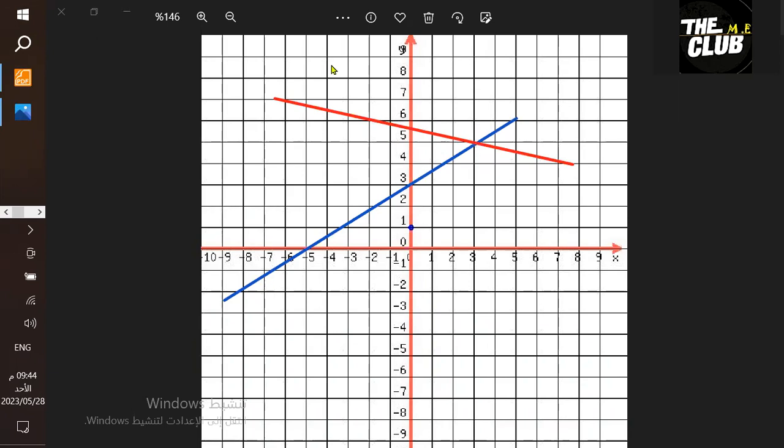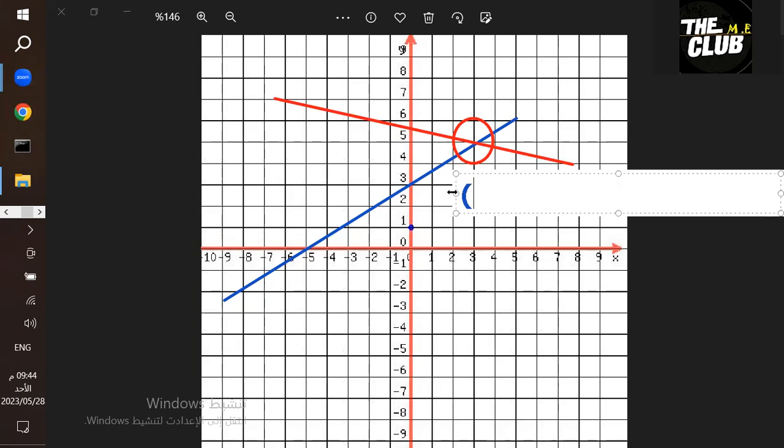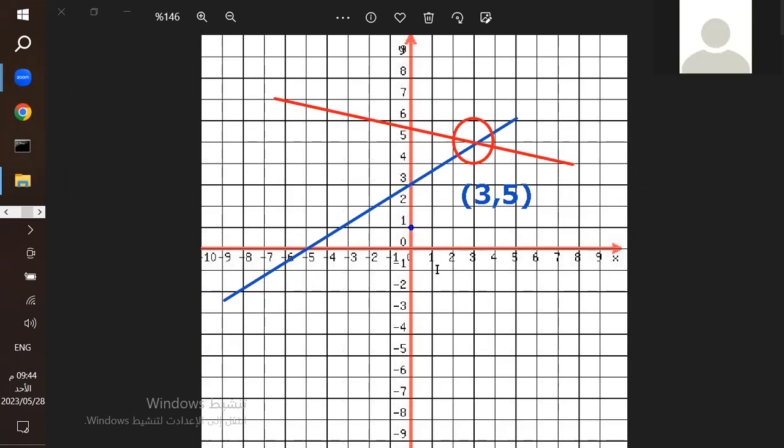You see the point? Yeah. This is the answer of this equation. You just find the coordinates of the point. What are the coordinates? 3 and 5. So you just write bracket 3, 5. Wait, what's that? 2, 6, right? On the Y. What's 2, 6?